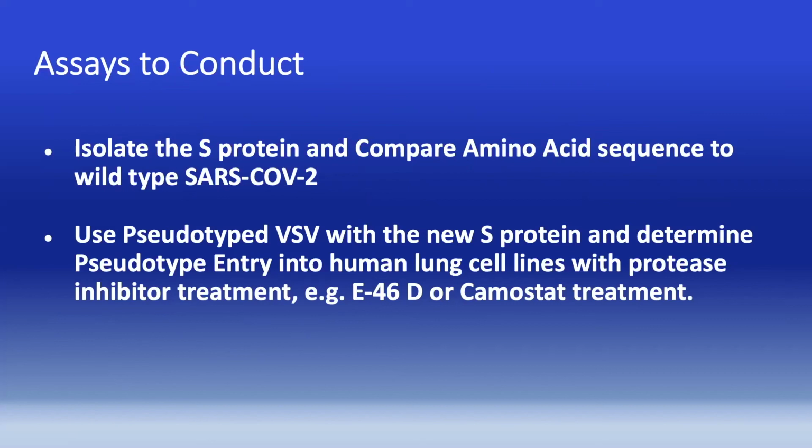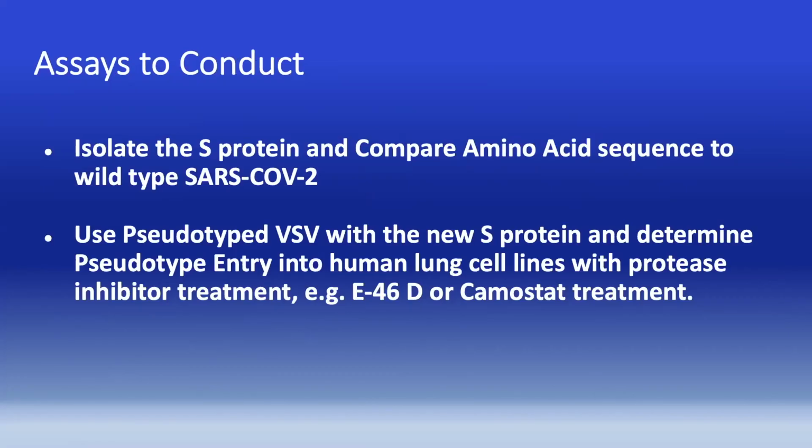What we would do is use that same luciferase assay to determine pseudotype entry into human lung cell lines. The next thing we'd want to do in this case is determine what this mutation has done on the ability of pseudotype VSV with this mutated S protein to enter host cell lines.